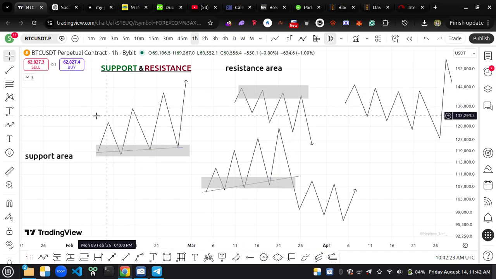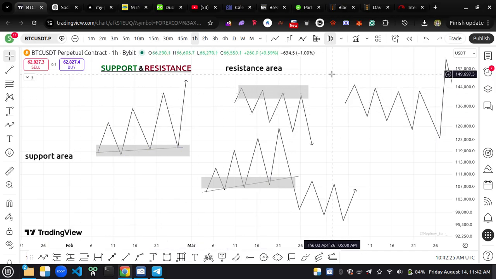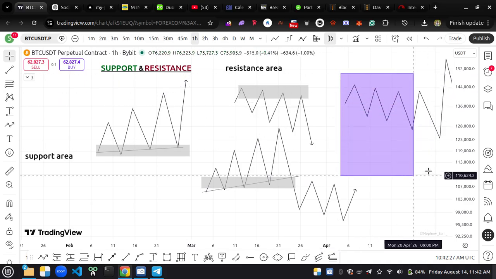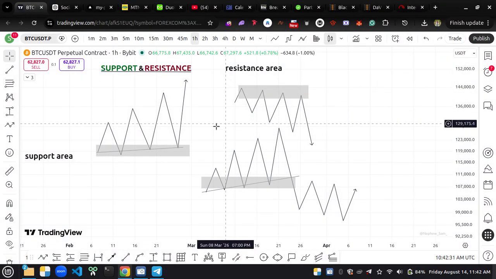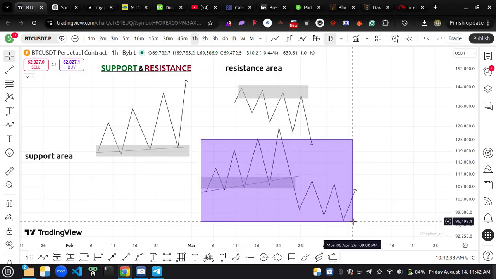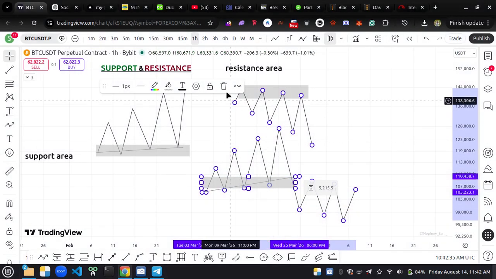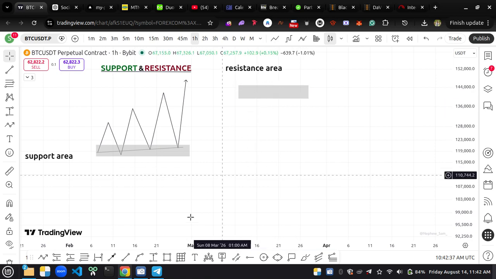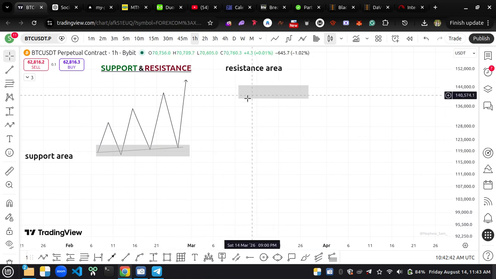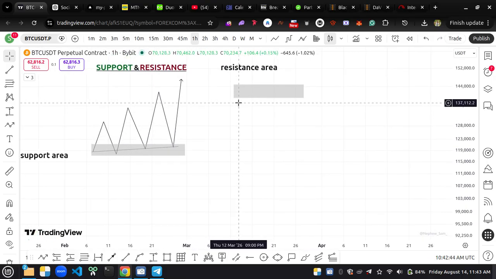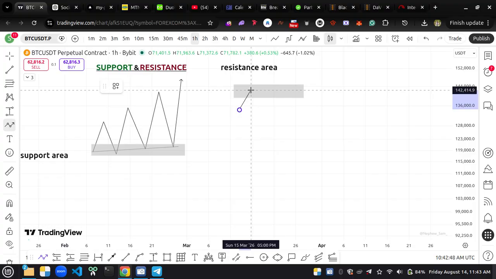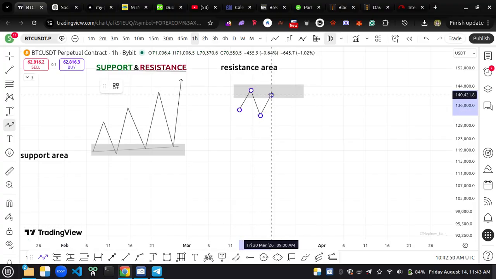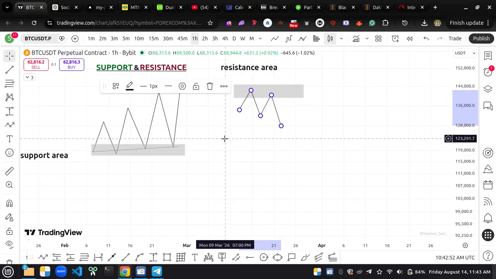Now also, how then do I identify such areas when I see them on my chart? How then do I identify the resistance area and the support area? The first thing to identify on how to identify these areas is that you have to watch out for your swing highs and your swing lows. If you've been following my video, you should have an idea of what that is now. Your swing highs and your swing lows.